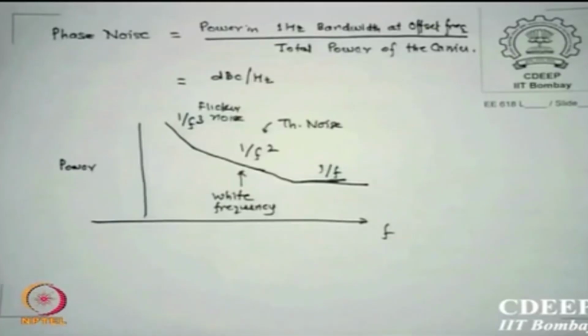So phase noise is defined as power in a 1 hertz bandwidth at an offset frequency, where f0 plus fm is the offset. If you find the power there divided by the total power of the carrier, then it is called the phase noise, and it is always expressed in dB with reference to the carrier per hertz, dBc per hertz.